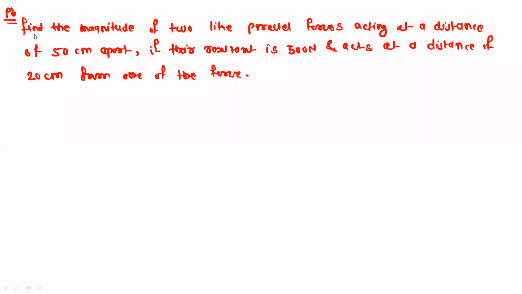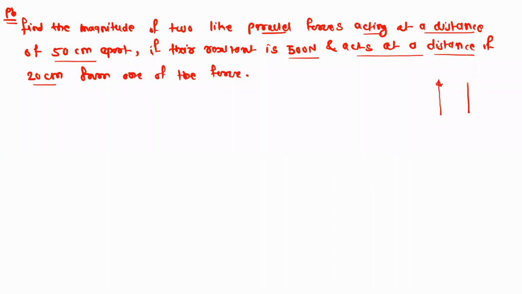Okay, so what is given in the problem? Find the magnitude of two like forces, like parallel forces, acting at a distance of 50 centimeter apart if the resultant is 300 Newton and acts at a distance of 20 centimeter from one of the forces. Okay, so like parallel forces means the forces are acting in the same direction. So these are like parallel forces.